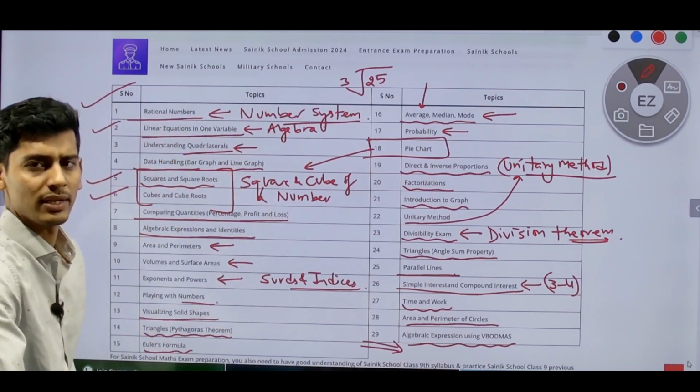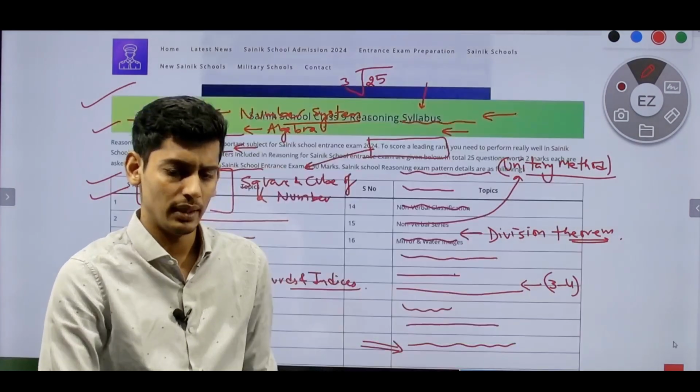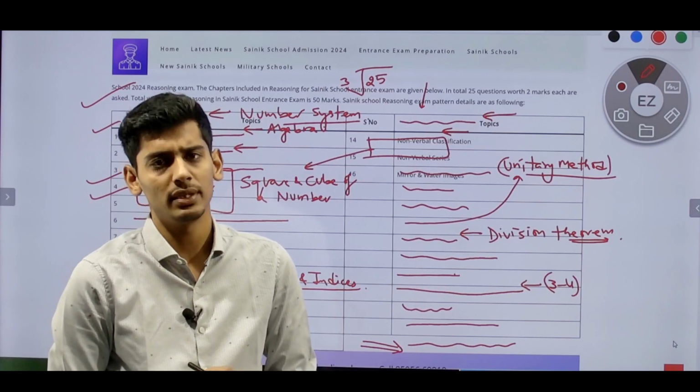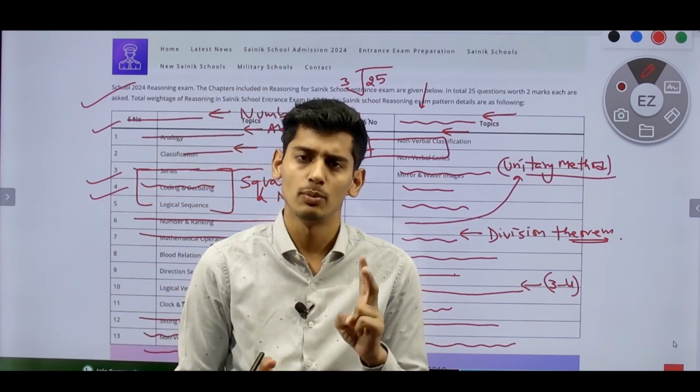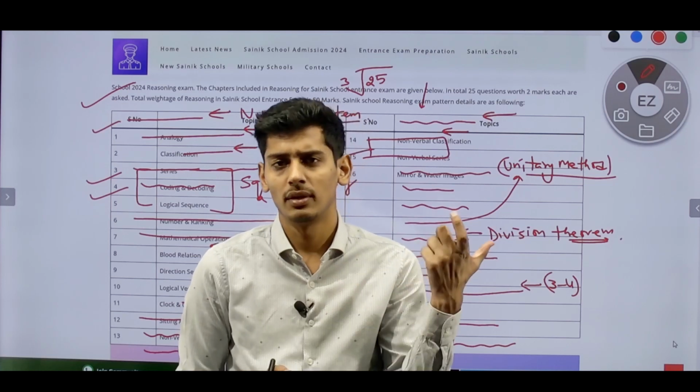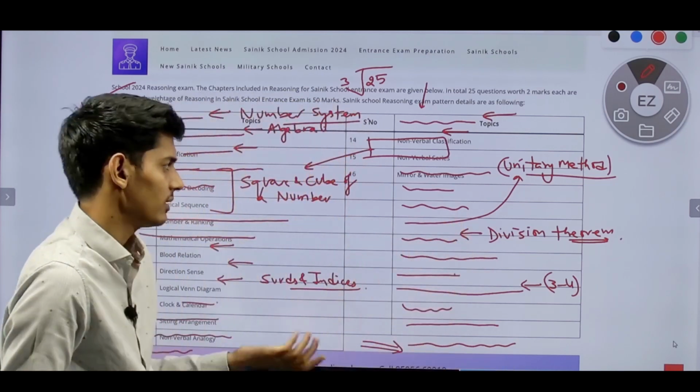Now moving to the next one. The next topic is the reasoning syllabus. From reasoning we have 25 questions which are asked in the exam, each carrying 2 marks. So the total scope for the reasoning portion, which is intelligence, is 50 marks.